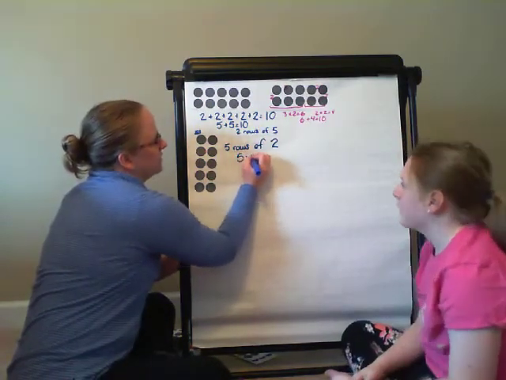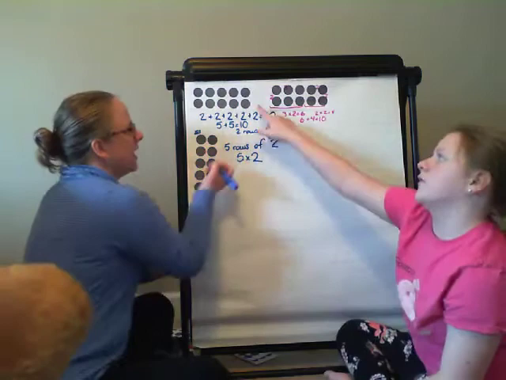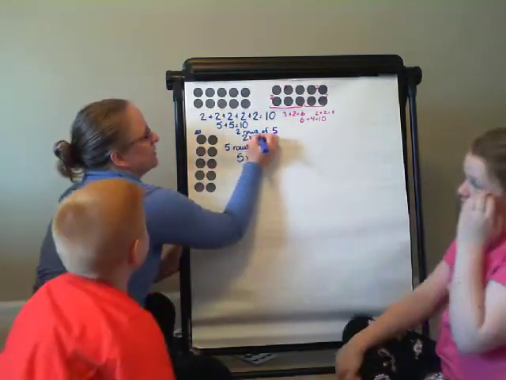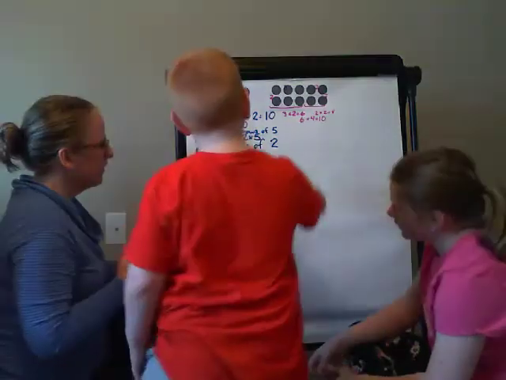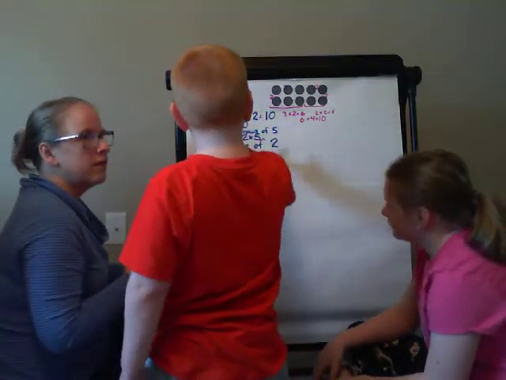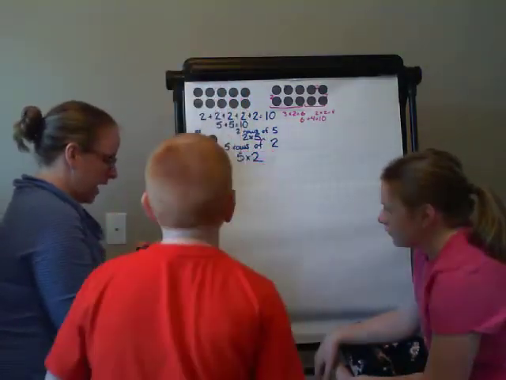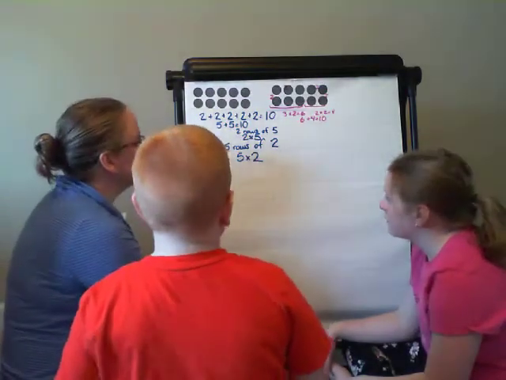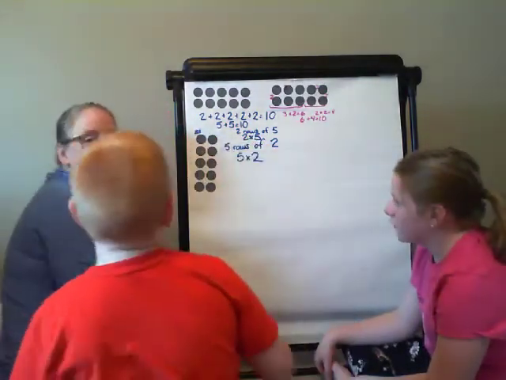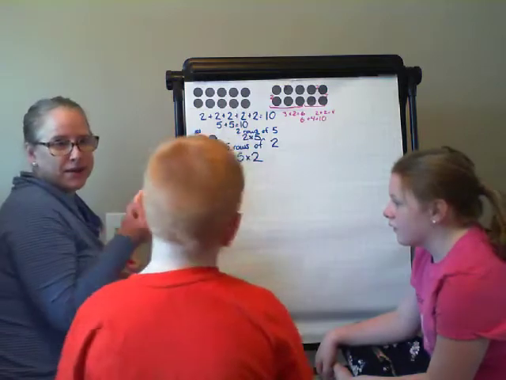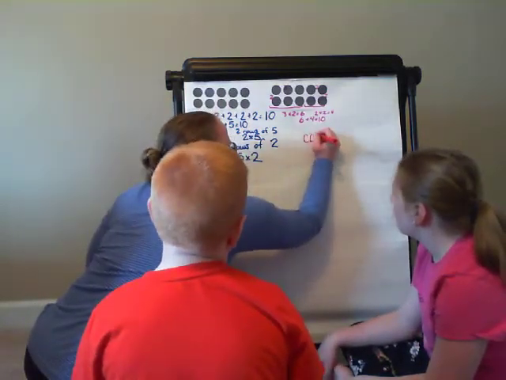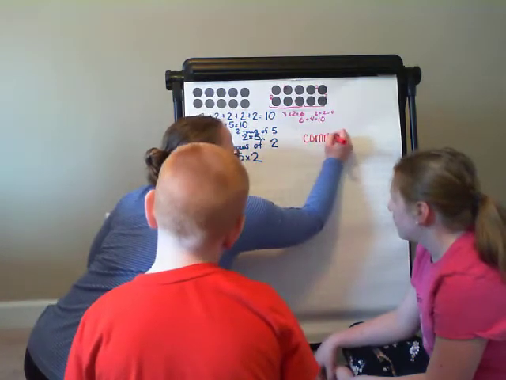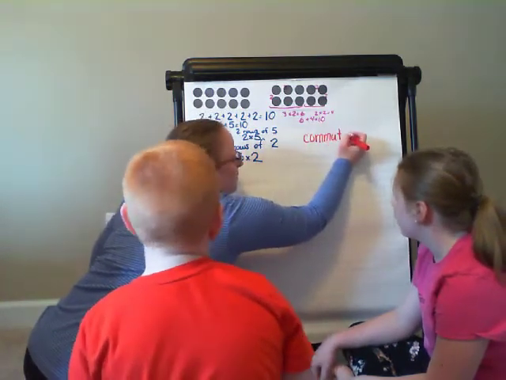This is 5 times 2. This one is 2 times 5. If you look at the 2 problems, they're switched, but they equal the same answer. So can I tell you what that's called in mathematics? In mathematics, we call that the commutative property.